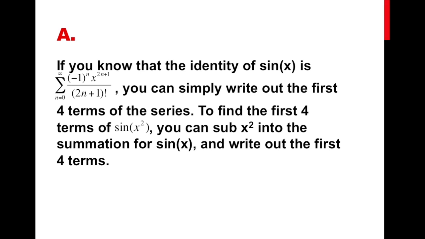To find the first four terms of sine of x squared, we can simply sub x squared into the summation for sine of x, giving us summation from n equals 0 to infinity of -1 to the n x squared to the 2n plus 1 over 2n plus 1 factorial. And by writing out the first four terms of this series, we can obtain the first four non-zero terms of the Taylor series for sine of x squared.